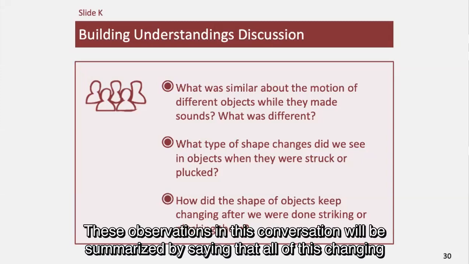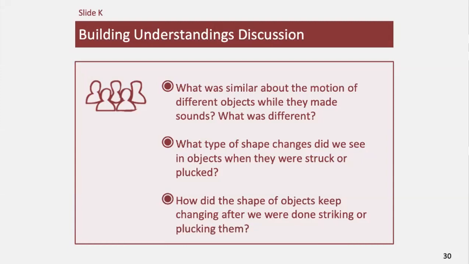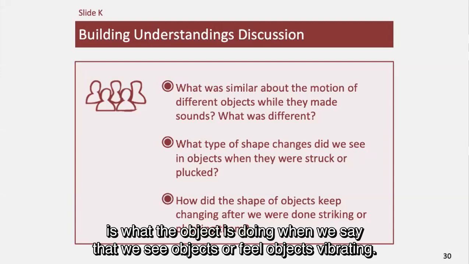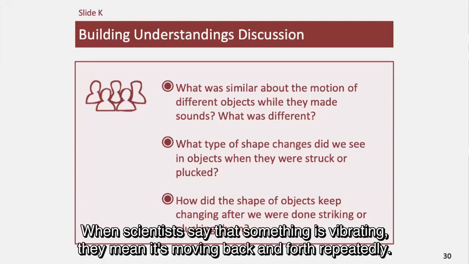These observations in this conversation will be summarized by saying that all of this changing is what the object is doing when we say that we see objects or feel objects vibrating. When scientists say that something is vibrating, they mean it's moving back and forth repeatedly.